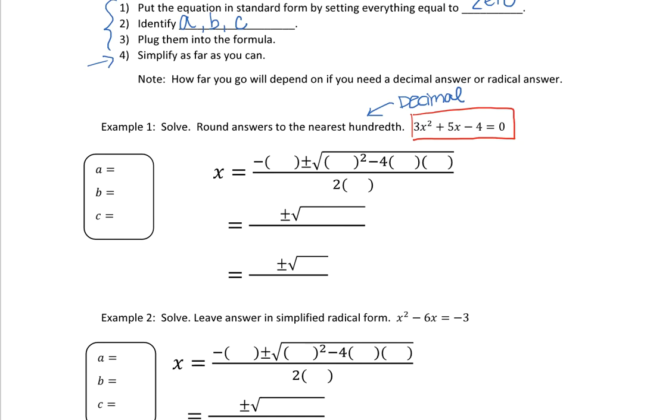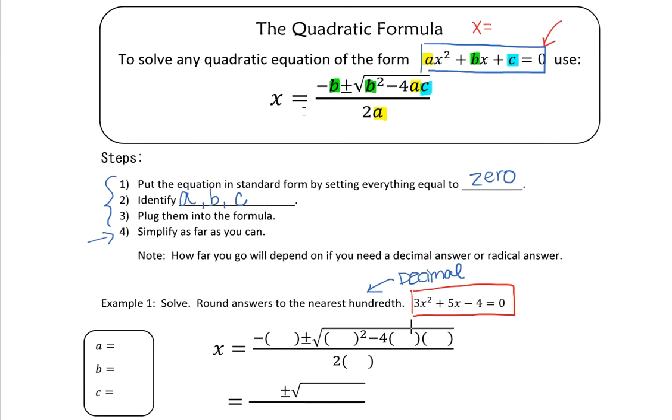Step 2, identify a, b, and c. I'm going to try to use the same colored highlighters here. So a is what goes in front of the x squared, so a is going to be 3. Our b is what's in front of the x, that is a 5. And then our c is the constant, which is -4. Do take the negatives with it.